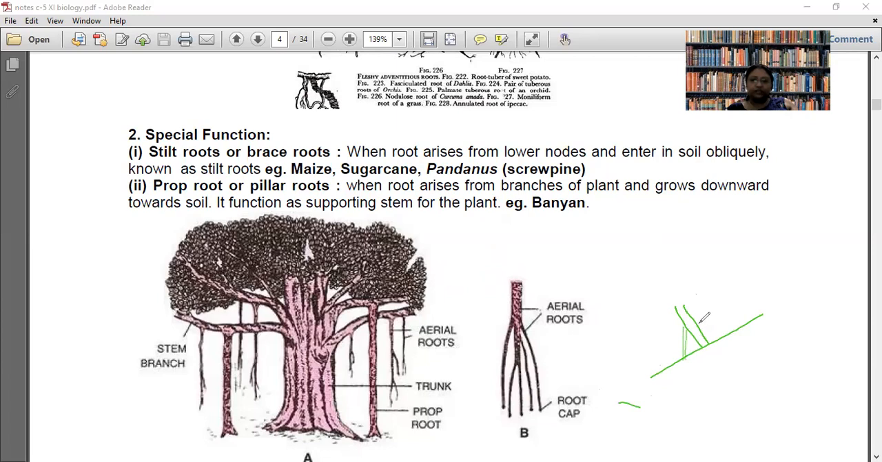Such root structures that stay spread out are called stilt roots. What is prop root? When a plant spreads very far, for example banyan tree, they have such pillar-like structures coming out of their stem. This is known as prop root or pillar root. The difference between prop root and stilt root is clear, beta?